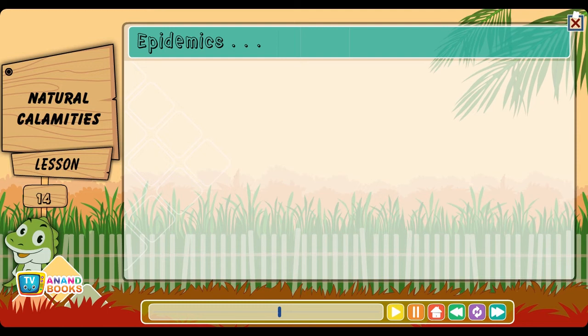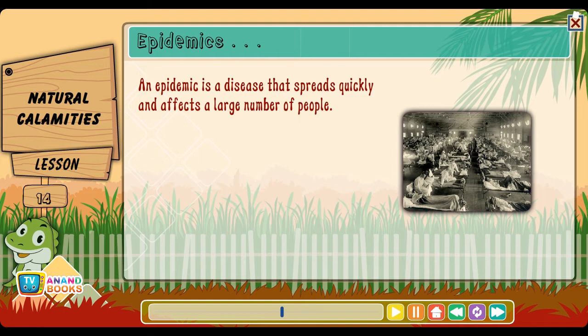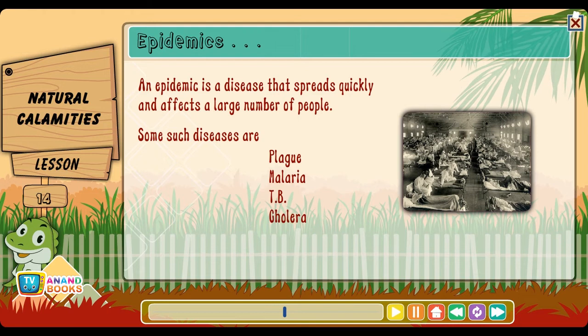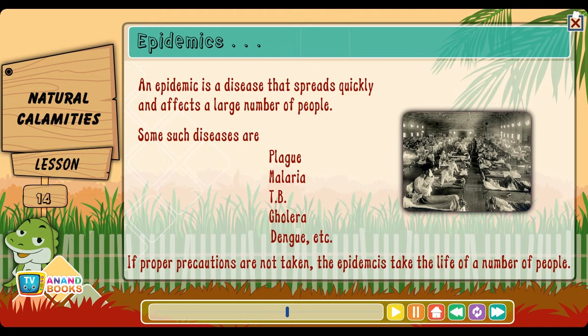Epidemics. An epidemic is a disease that spreads quickly and affects a large number of people. Some such diseases are plague, malaria, TB, cholera, dengue, etc. If proper precautions are not taken, the epidemics take the life of a number of people.